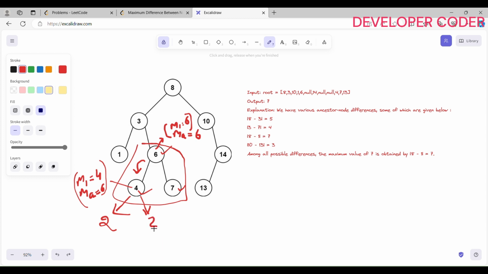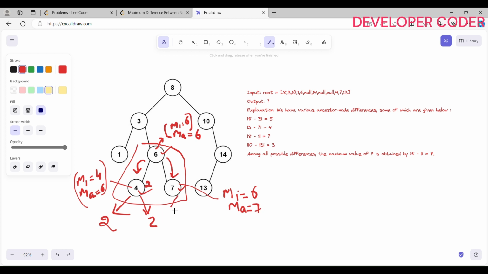Both are the same, so we can pass any value, 2, here. Then we go back to this node. At this point the minimum is 6, so from here we go to the right side. The minimum is 6 because this is the root, this is the parent, and our max is updated to 7 at this point of time.